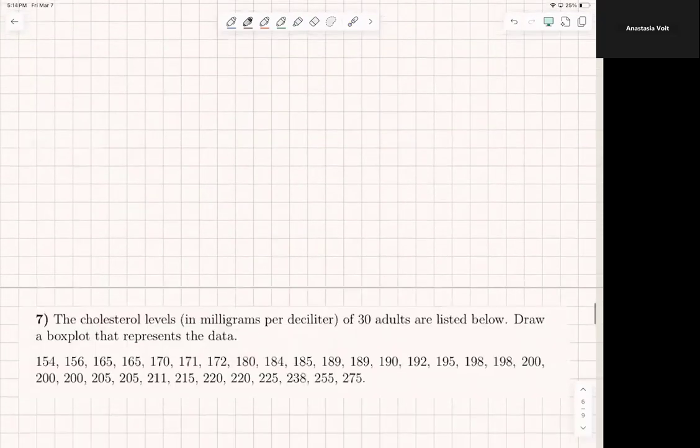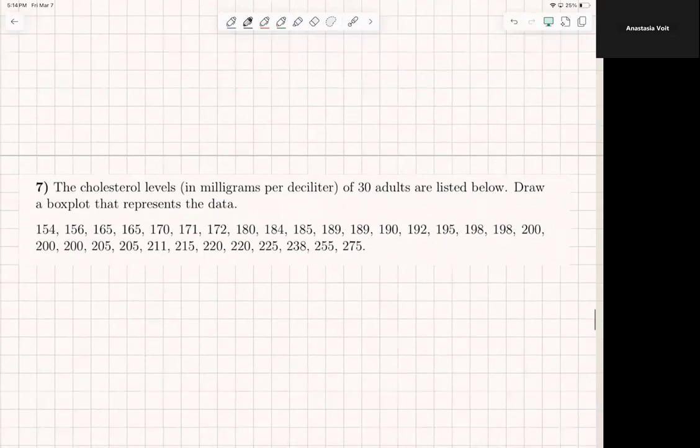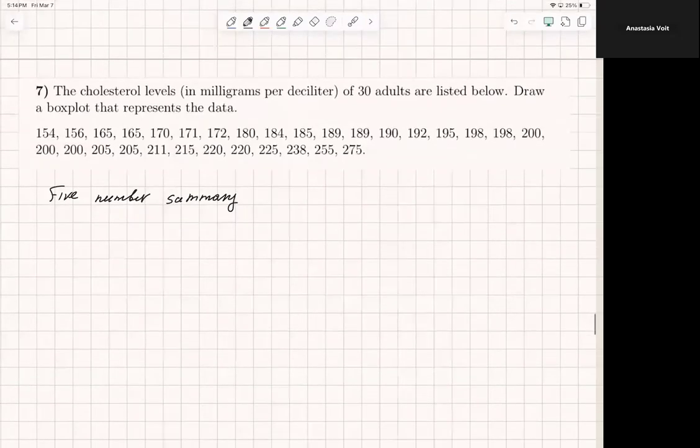Now the last question is, I think it's the last, or how many? Oh, two more questions, right? No, that's the last question. Okay, so the last question we have here is the cholesterol levels of 30 adults are listed below. Draw a box plot that represents the data. Okay, so the same idea. We need to first find the 5-number summary. For now, you can use again whatever technique you want. If you want to use a calculator, that's totally fine.